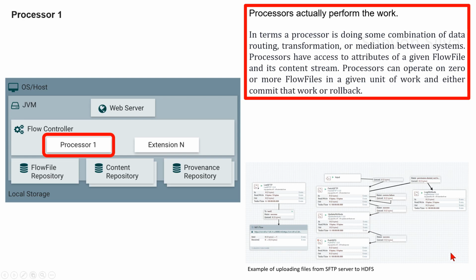Here I will show one data flow example with some common operations. In this example, the list SFTP processor lists files on a remote server.